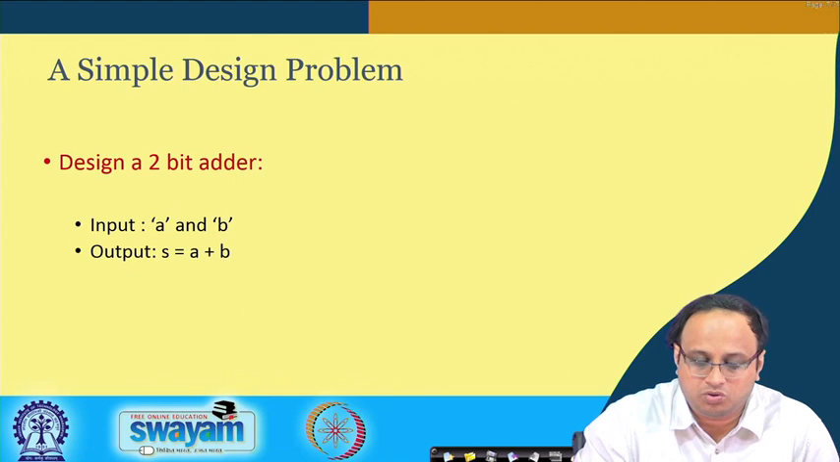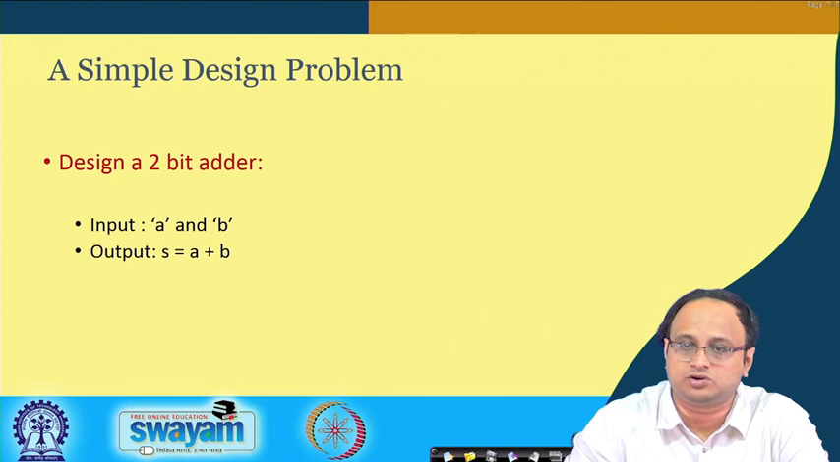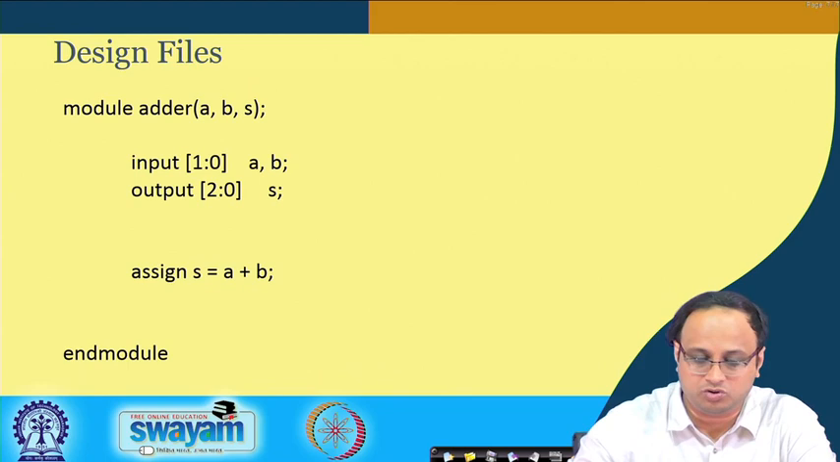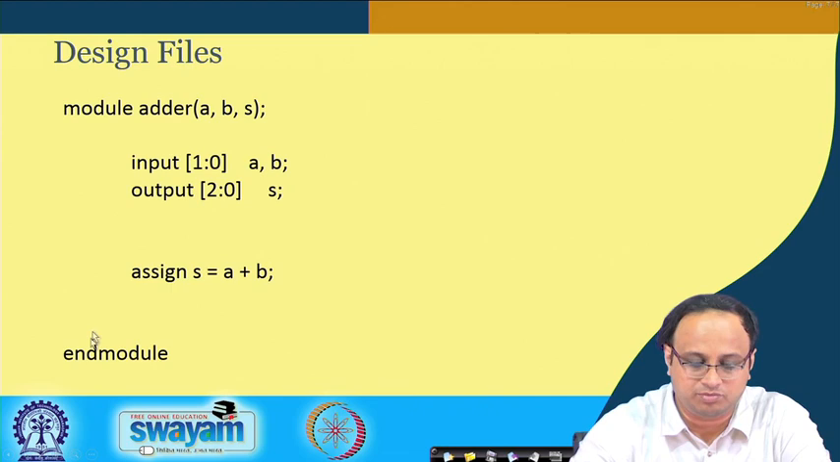To start with, you can take a 2-bit adder. Your objective is to build the logic S equal to A plus B. When you want to do that, your starting point is writing a design file, which is often described in Verilog. I am not going into the syntax of Verilog because you can look into that yourself. There is a module description, and inside that you develop the logic for the adder.